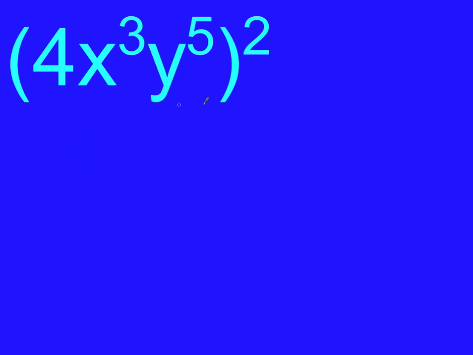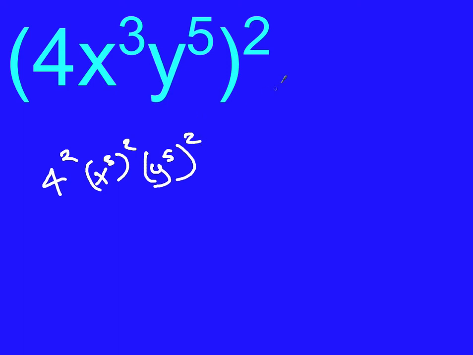So let's first talk about how you simplify an expression that looks like this, where you have some multiplication inside with some exponents, and then you have everything raised to the second power. Well, the way that works is you take each thing inside and you raise it to the second power. So this is the same thing as 4 raised to the second power, x cubed raised to the second power, and y to the 5th raised to the second power. And the reason for that is because when you raise something to the second power, that's the same thing as multiplying it times itself.